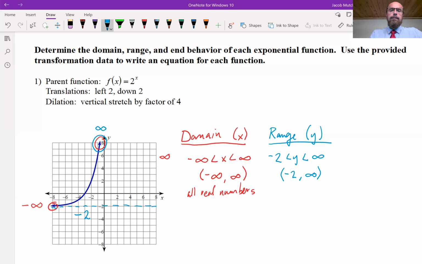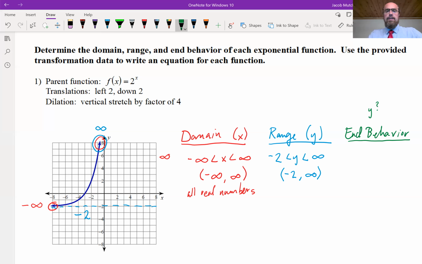The last part of the analysis before we write the equation is the end behavior of the function. And really that's an answer to the question, what is happening to y on the extreme left and right of the graph? So it's a little different than domain and range because it's putting together those two ideas. We're trying to say what's happening to y at the extreme left and the extreme right.